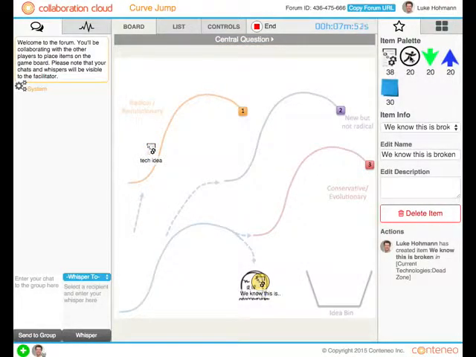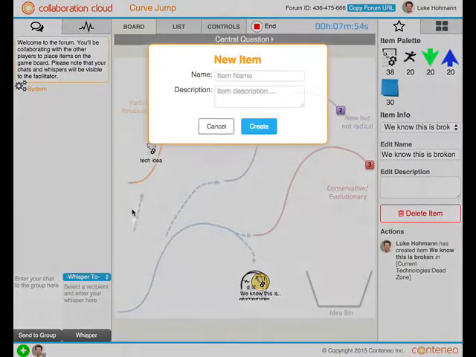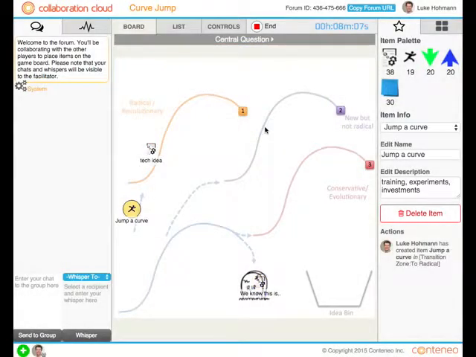Over here is the running man. And the running man represents how we can jump a curve. So these are the things that we might need to do to jump a curve. It could be things like training or experiments or investments of some kind that would help jump a curve.